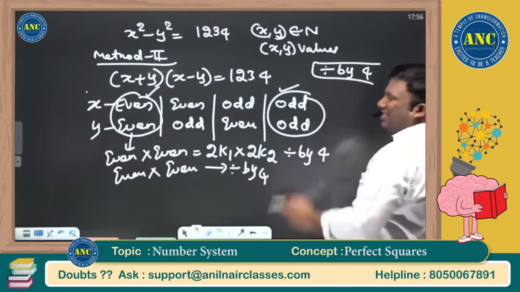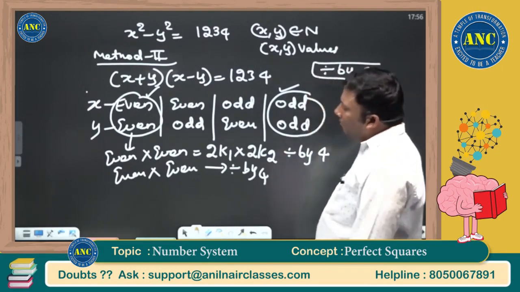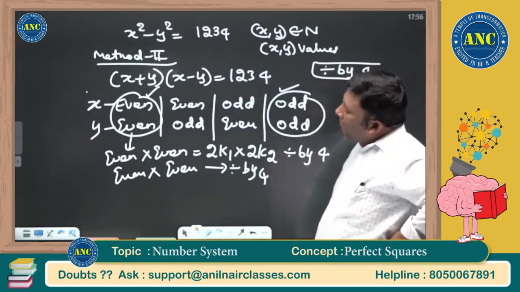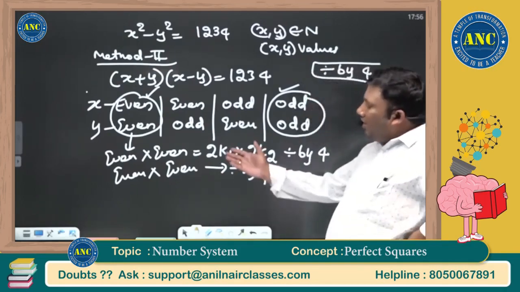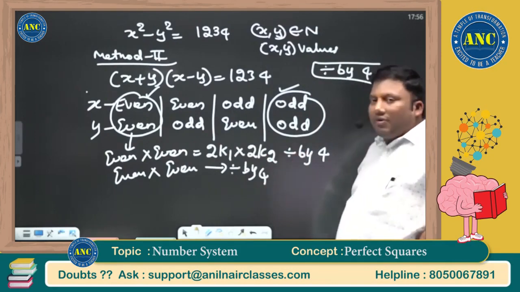I hope the idea is clear. It's a simple number theory problem. Even number plus even number is an even number. Even number minus even number is also an even number. Even number is divisible by 2. 2k1 into 2k2.